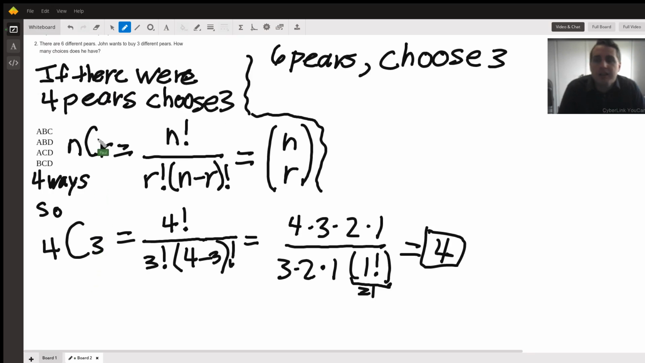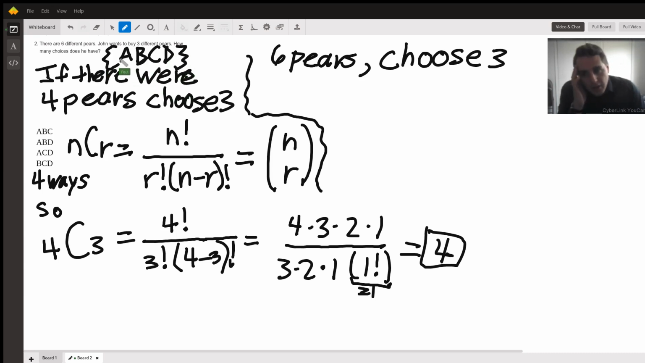If there are 6 different pears, John wants to buy 3 different pears. How many choices does he have? Well, suppose we make the problem simpler. Suppose there's 4 different pears and John wants to choose 3 unique ones. He would choose 4 pears and he would choose a group of 3. So suppose the pears were labeled A, B, C, and D. Suppose this was our set.